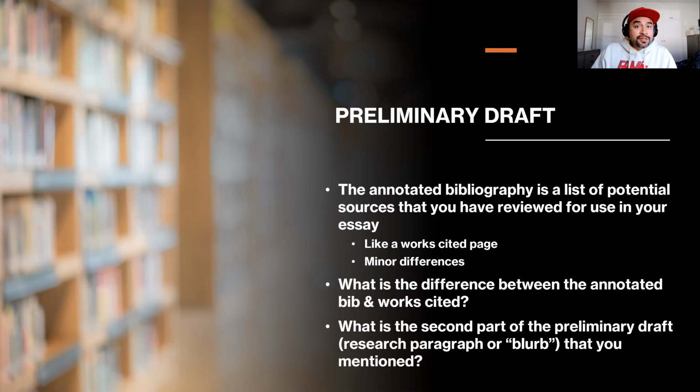You already have one source in your possession, which is the textbook. From there, you're asked to dig, research, and find additional sources. So it's like a works cited page, but there are some minor differences. I wanted to ask you all today, what is the difference between the annotated bibliography and the works cited page? What difference did you notice between these two documents?